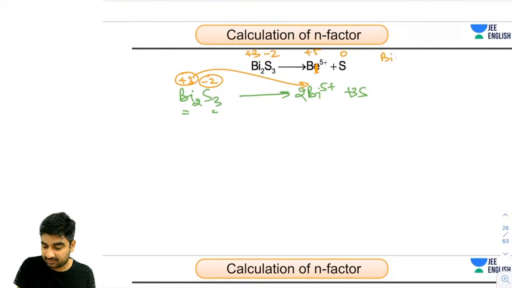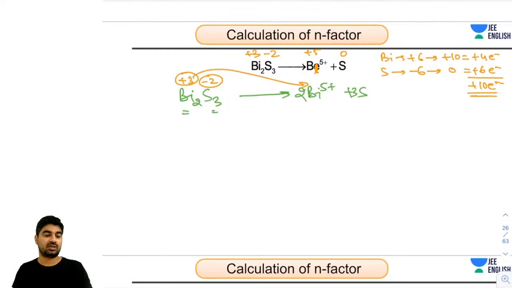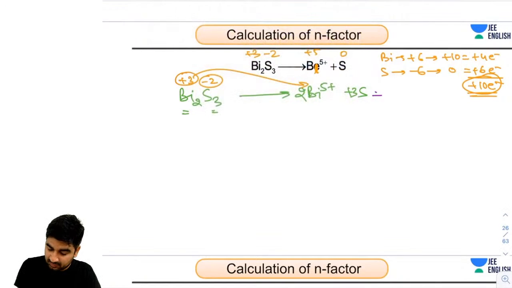So just write here. You have 2 Bi, +6 to +10, +4 electron. Then you have sulfur, -6 to 0, 6 electron. So there are total 10 electrons guys, right? And if you are getting 10 electrons, so just write down 10 here. And what will be the n factor now? 10, 10, 10 and 10.